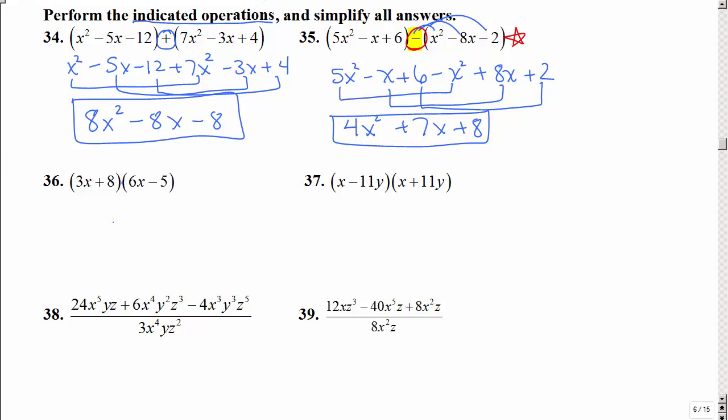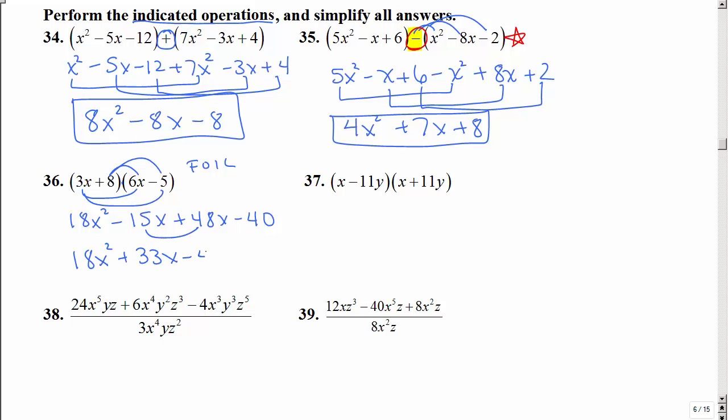Here we're multiplying. So I'm going to use the FOIL method, first, outer, inner, last. So that's going to be 18x squared minus 15x plus 48x minus 40. Collecting like terms, that's going to be plus 33x. We're not factoring, we are multiplying.